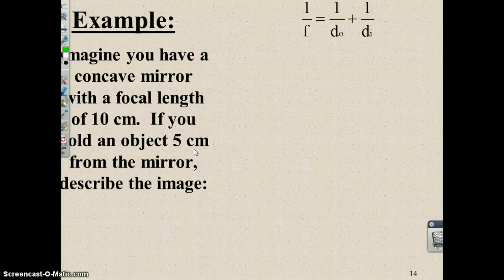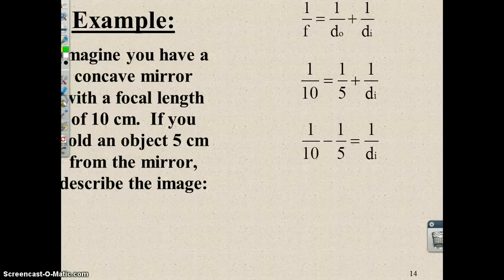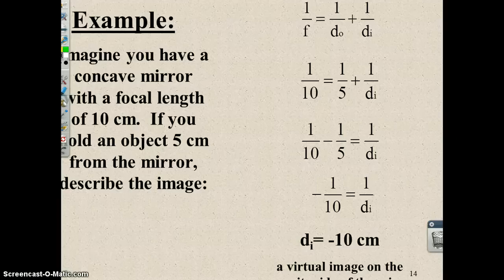All right, so we can do the math on this. The focal length is 10. It's positive because it's a concave mirror. The object distance is 5 centimeters in front of it. We have a lowest common denominator of 10, do a little bit of algebra, and you will then have to flip this, and you see that your image distance is negative 10 centimeters, which tells you that you have a virtual image on the opposite side of the mirror that appears to be 10 centimeters behind it.